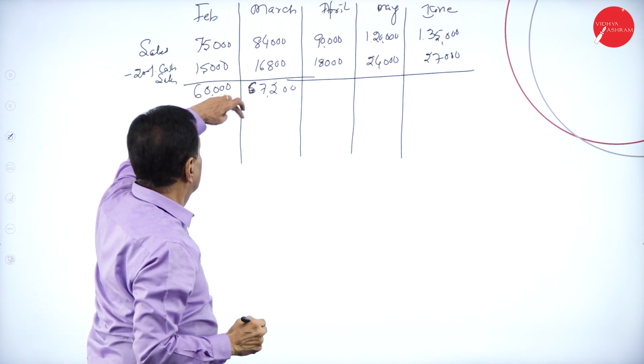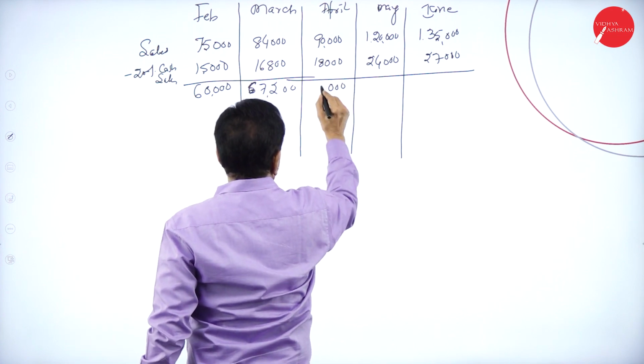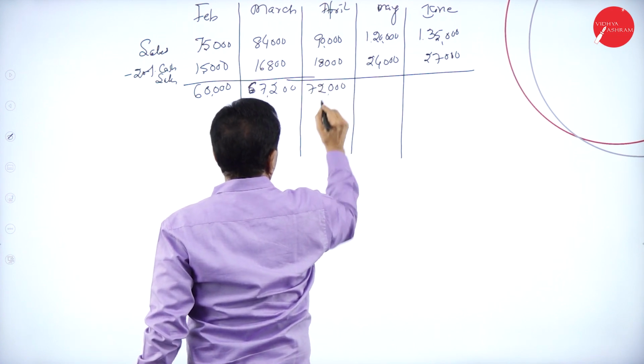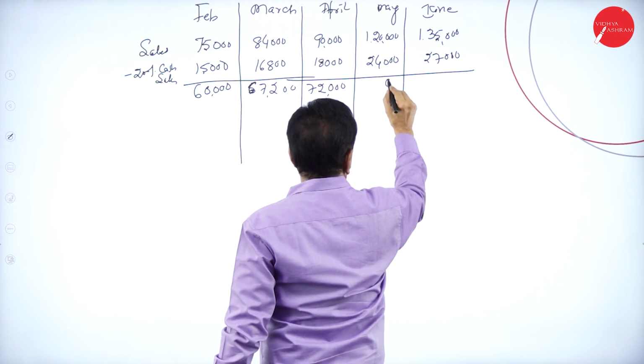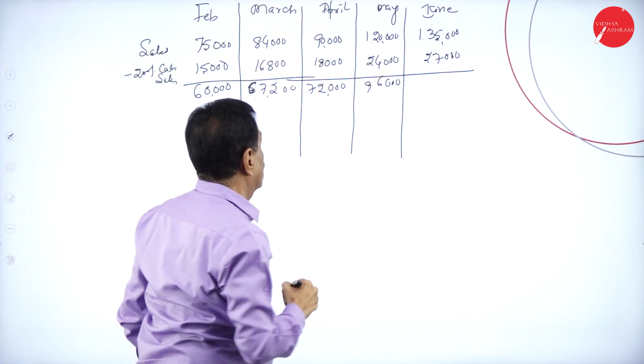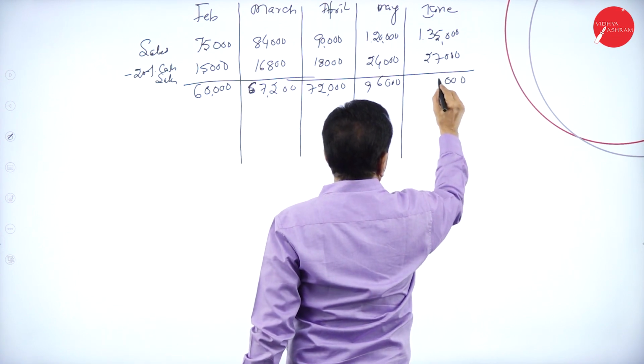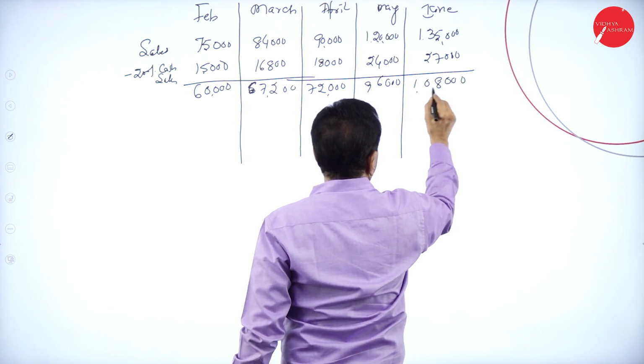$67,200. Deduct 72,000. Deduct 96,000. Deduct 1 lakh.